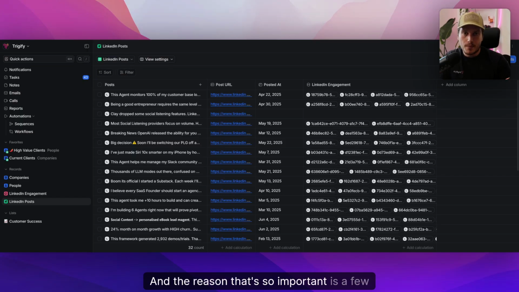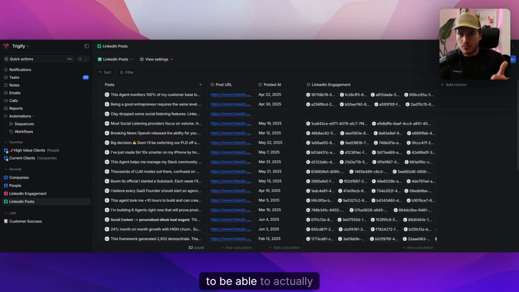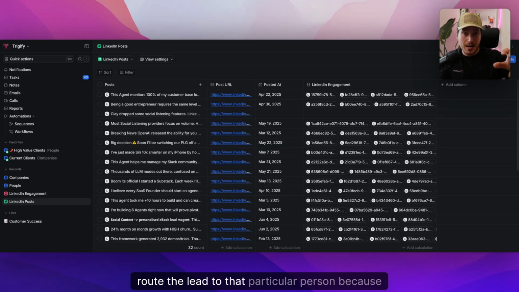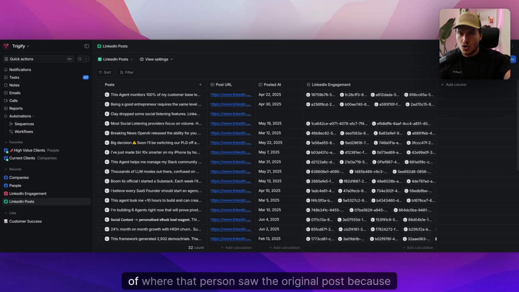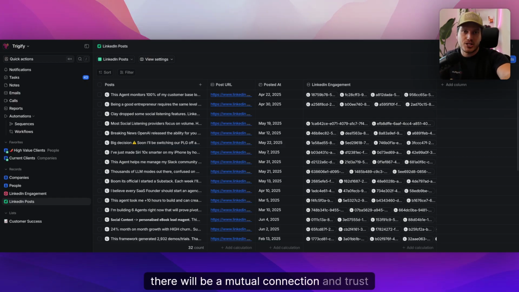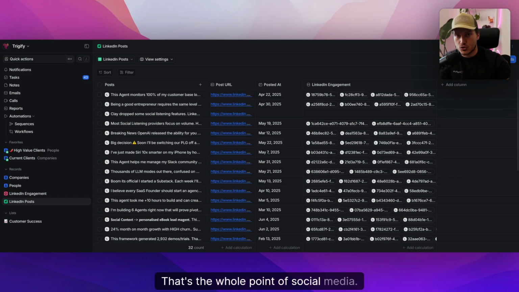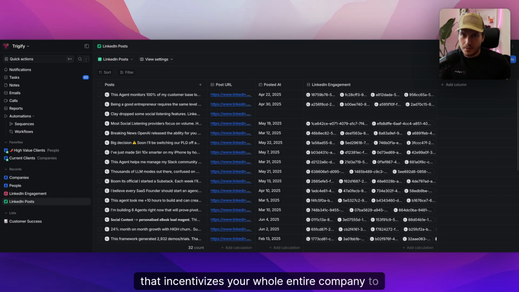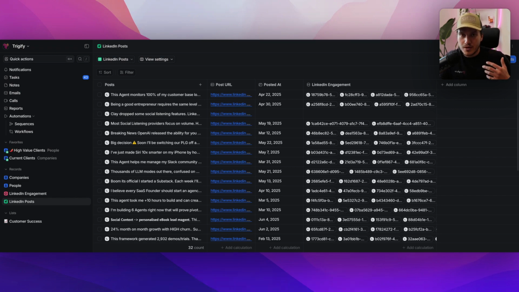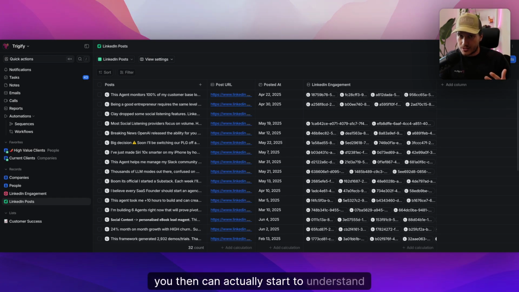And the reason that's so important is a few things. One, to be able to actually route the lead to that particular person, because you want that demo to speak to the person where the lead saw the original post, because there will be a mutual connection and trust already there. That's the whole point of social media. And two, it incentivizes your whole entire company to start posting more if they're actually going to benefit from that as well, right? And three, you can actually start to understand what content you need to double down on that has the highest conversion rates.